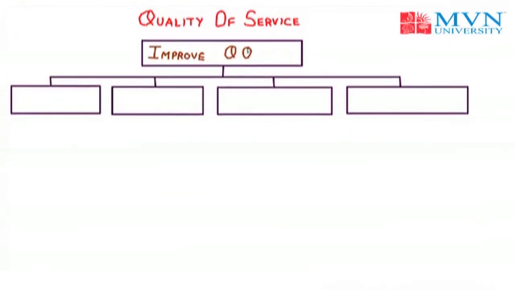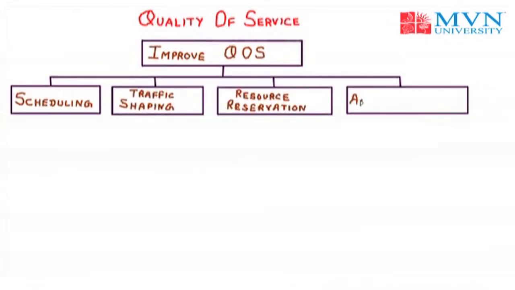Here Q stands for the quality of service. Then we are having the 4 techniques, that is scheduling. Next is traffic shaping. Next is resource reservation. And the last is admission control. And the improving quality of service, that means we have to improve the quality of service. We are having the first technique, that is the scheduling.